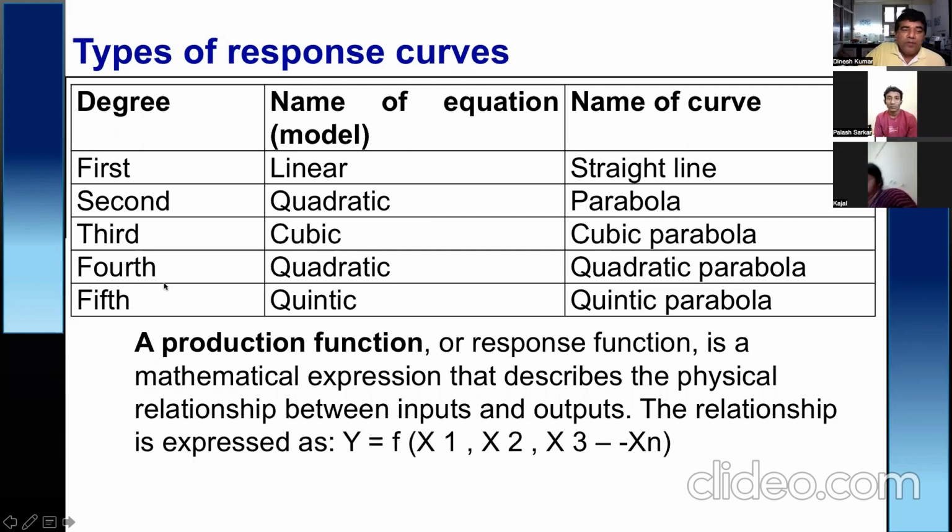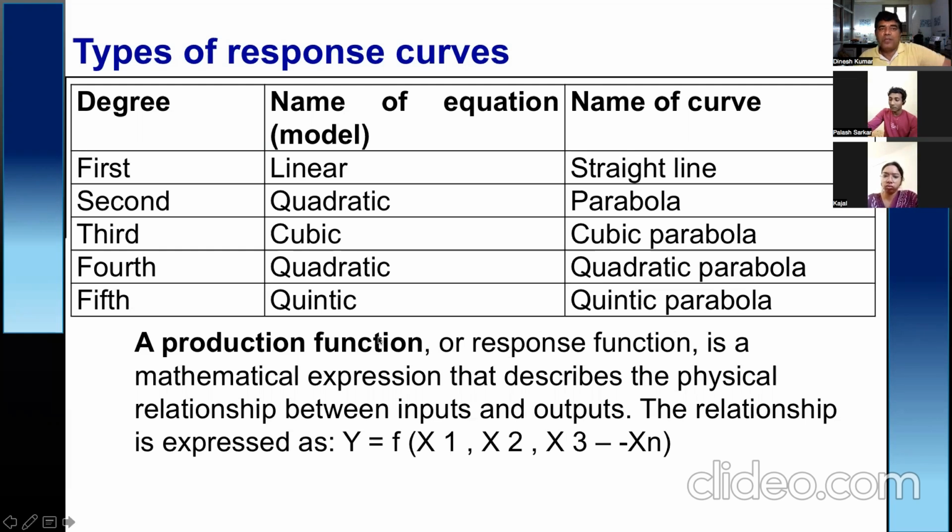parabola is the curve. Fourth degree is quartic, not quadratic. You can correct it. Q-U-A-R-T-I-C, quartic. Quadratic is 2. It will be a quartic parabola. And then fifth is quintic, a quintic parabola. Don't bother about this. We need to see only the first, second, and third one. Cubic means x power 3.